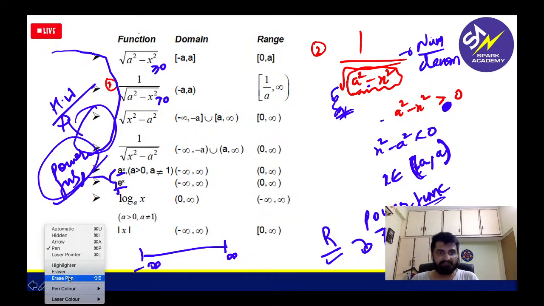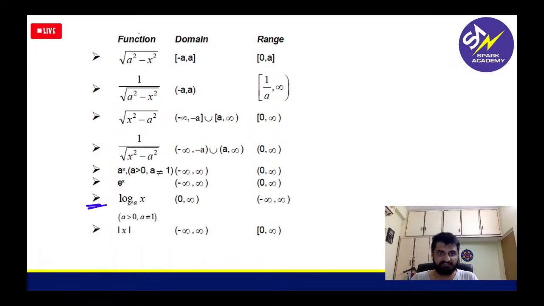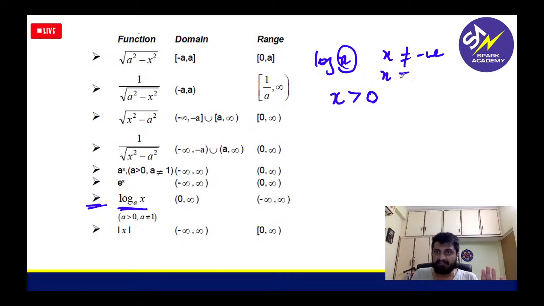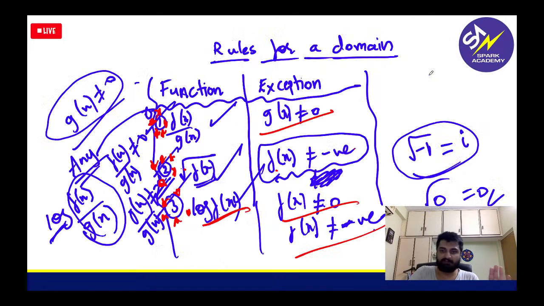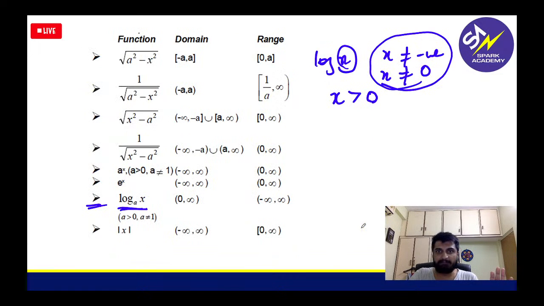And now we will move on to the next part, which is the log part. Log part, pretty simple, guys. You know the log rule. What is the rule of log? x should always be greater than 0, because it cannot be negative, it cannot be 0 in logarithm, right? So if you have a logarithm, the function cannot be 0, the function cannot be negative. That means x will be greater than 0. Whatever is inside should be greater than 0.